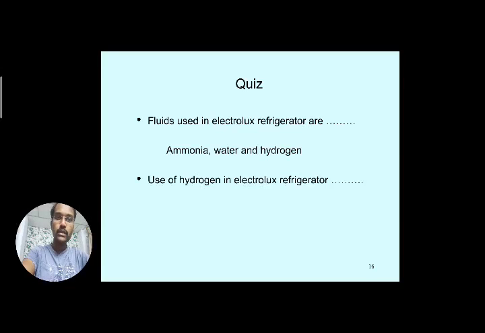And the use of hydrogen in the Electrolux refrigerator: how can the answer be given here? It acts like a pumping agent. The pressure difference is created by the hydrogen, so low pressure can be created in the evaporator. A much faster rate of evaporation can be obtained with the help of this hydrogen, and with the pressure difference created by the hydrogen, there is no need for any pumps here. The fluid can move itself into the generator component, with no need for any pumps. So it is a pumping agent.